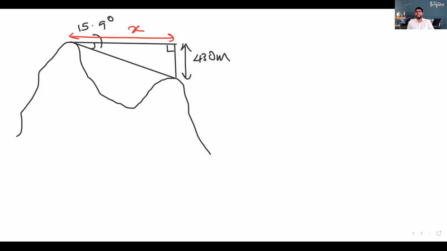So children, how do we get it? It's a right angle triangle. The angle in focus is 15.9. The opposite side is 430. The adjacent side is x. So what uses opposite over adjacent, children? Opposite over adjacent is what? Tan. It should be tan, because sine is opposite over hypotenuse.